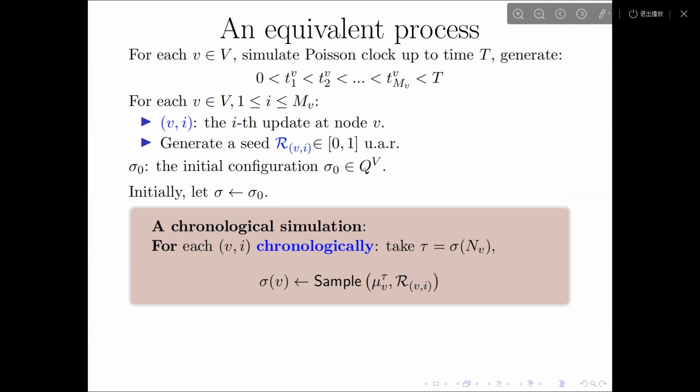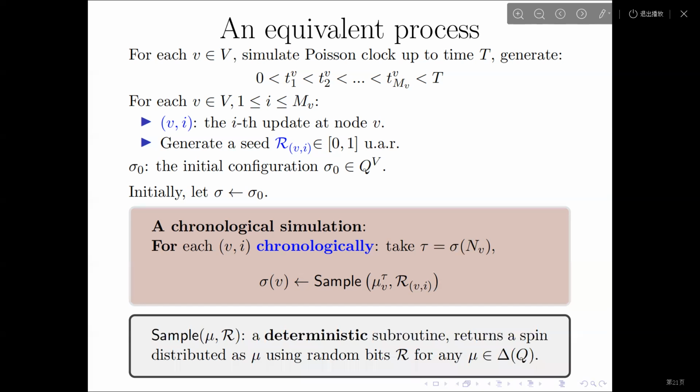Then we resolve each update chronologically. Take tau to be the current local configuration at V. Then we draw a color according to a subroutine Sample. Here, mu_tau^V is the marginal distribution on V. r_{V_i} is the random seed of update V_i. Sample(mu, r) is a deterministic subroutine. It returns a spin distributed as mu by using random seed r, for any distribution over [q].